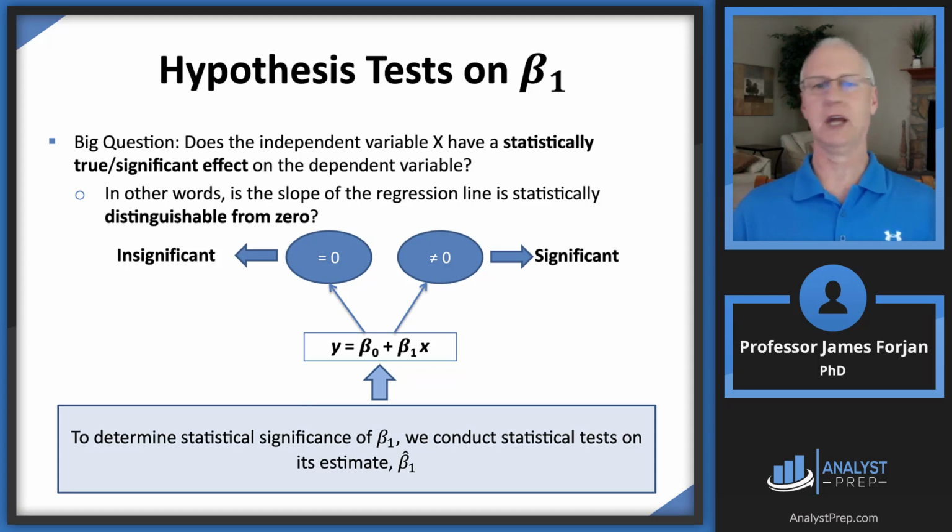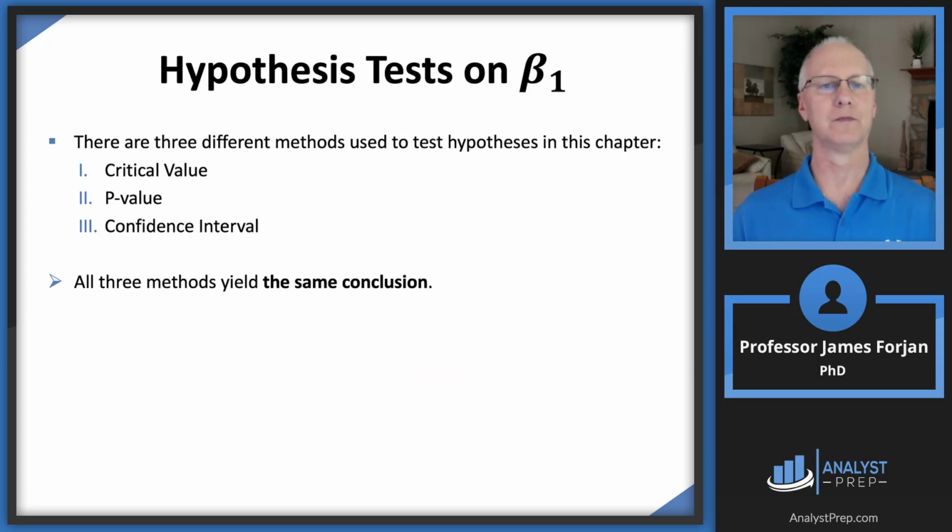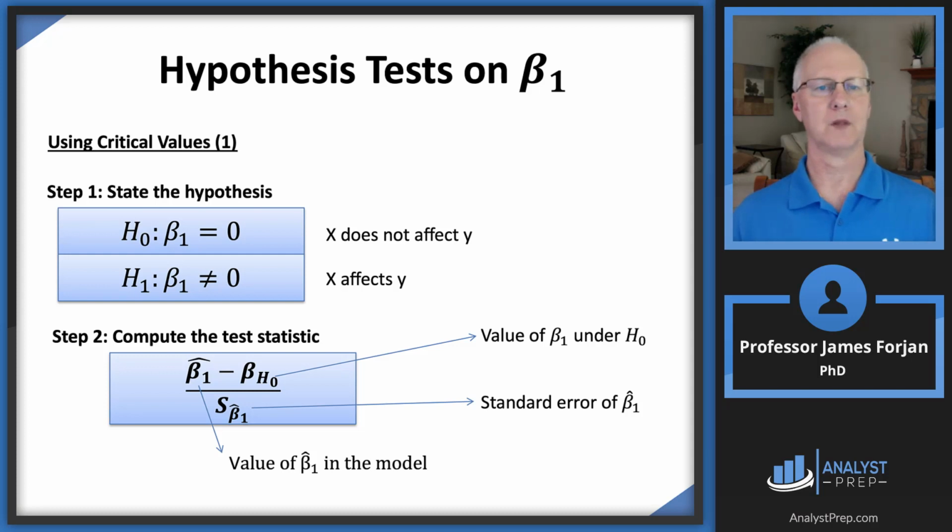And that can only be the result of some statistical test that we can conduct around that slope coefficient. All right, three ways to do this. We're going to use critical values, we're going to use p-values, and we're going to use confidence intervals. All right, let's go ahead and state the null hypothesis.